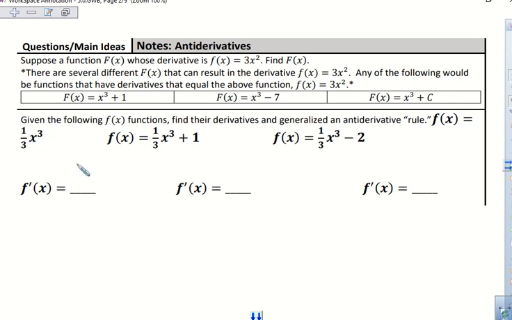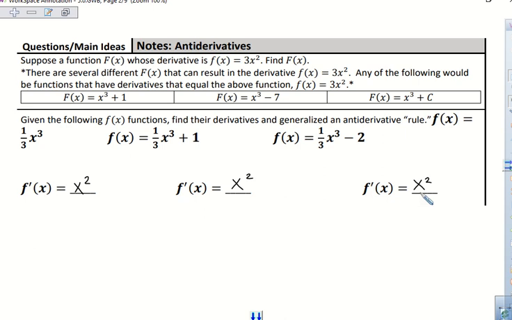So, what would be the derivative of 1/3 x cubed? X squared. And then what's going to be the derivative of this one? X squared, but a different function. And this one? X squared. So the whole goal to understand here is that there are actually infinitely many functions that have the same derivative, okay?